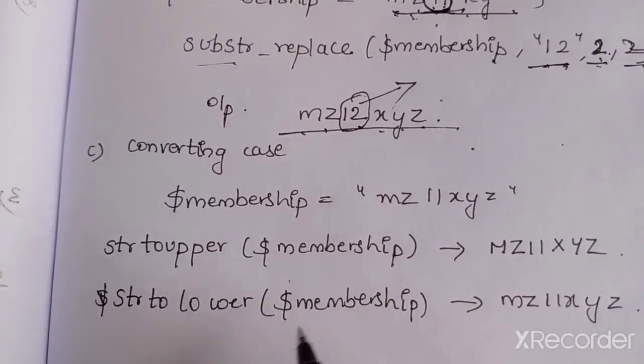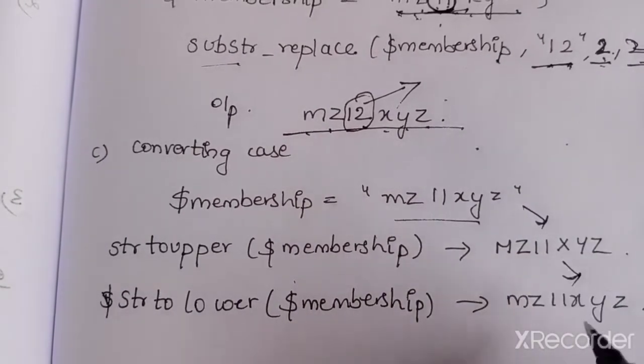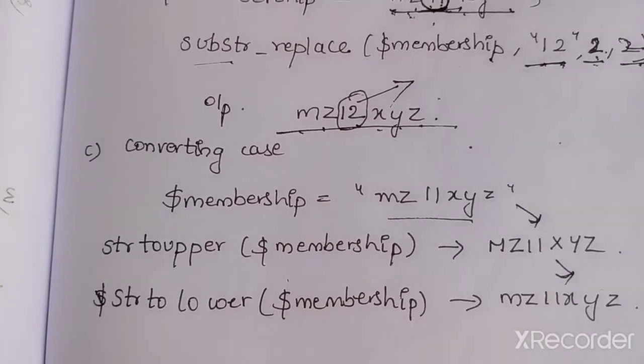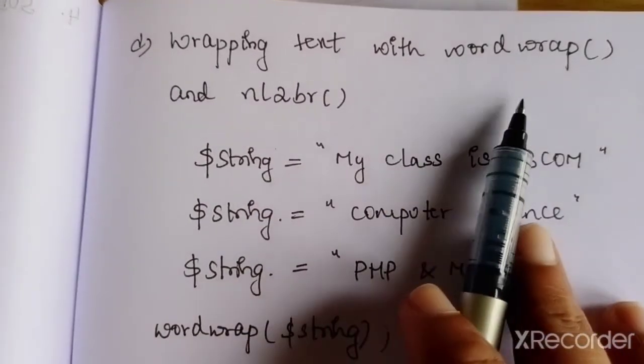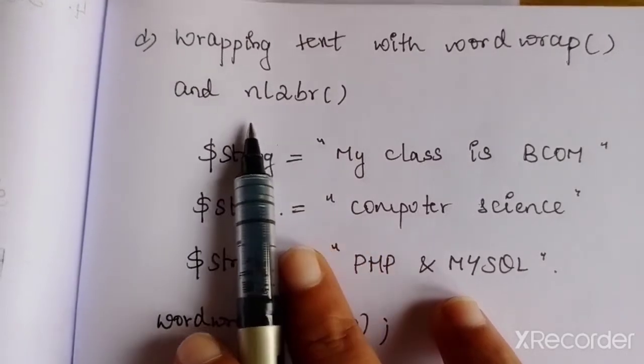And the next function is converting case. In this we can convert lowercase to uppercase and uppercase to lowercase by using strtoupper and strtolower.